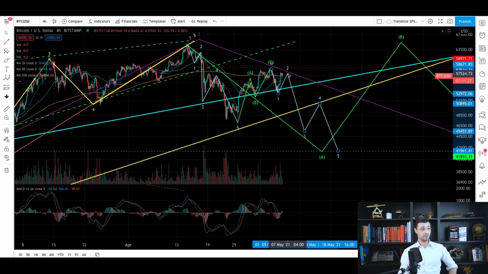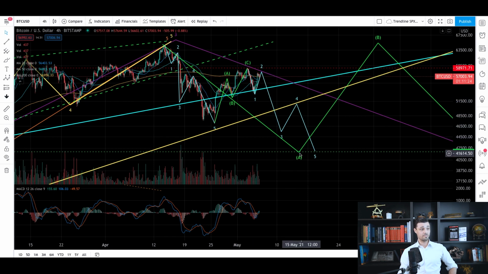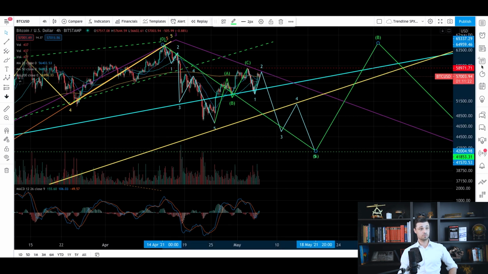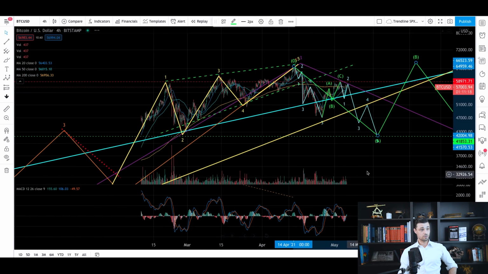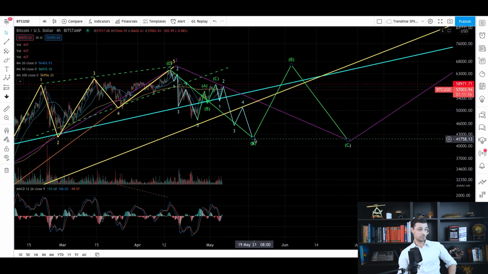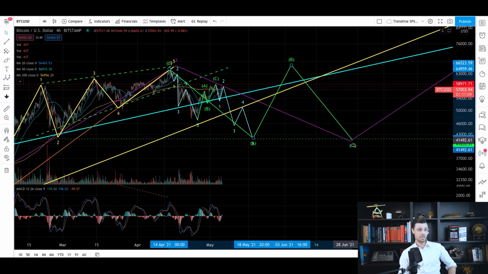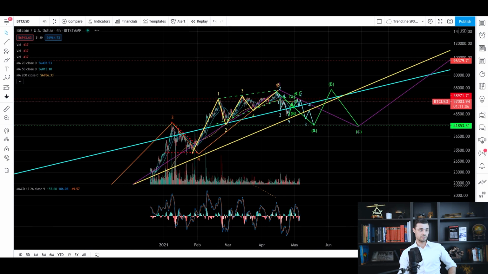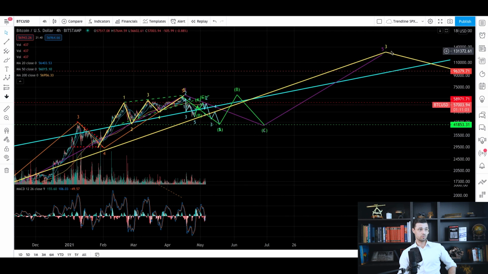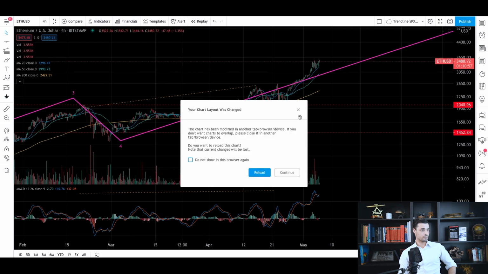So let's see if I'm right about that. If I am, then I'm probably going to be right as well about what is going to come next, which is a flat correction. My scenario is that first we go to 42,000, we bounce back to the all-time highs, we go again here, and around June, July, we then do the final move up. That is going to bring us to the 100,000 area, probably slightly above. And the Ethereum, the last one.